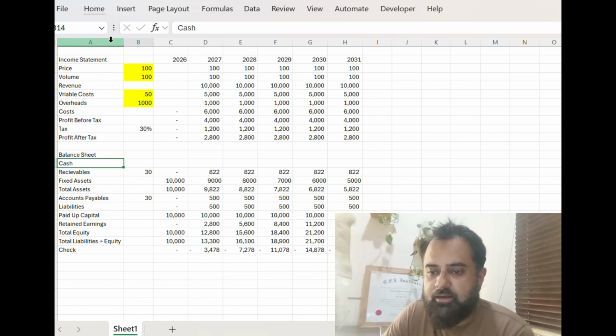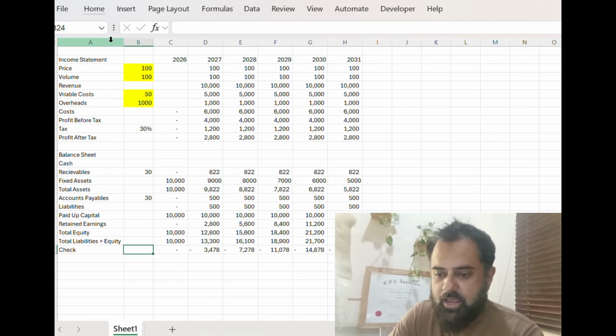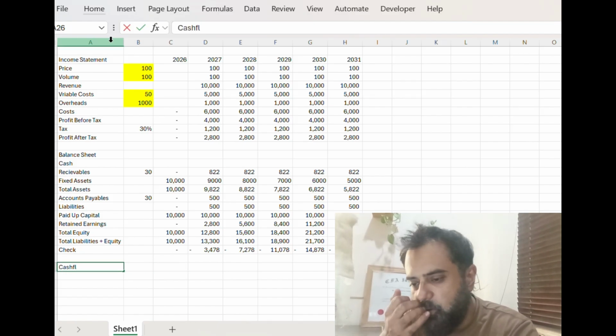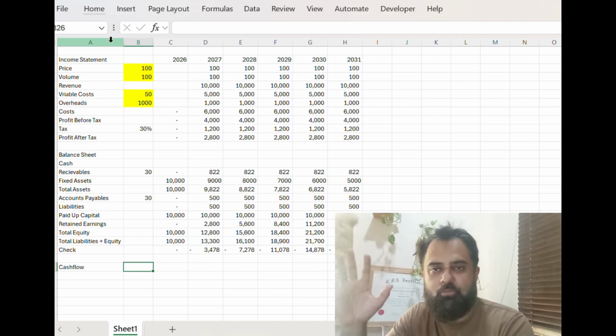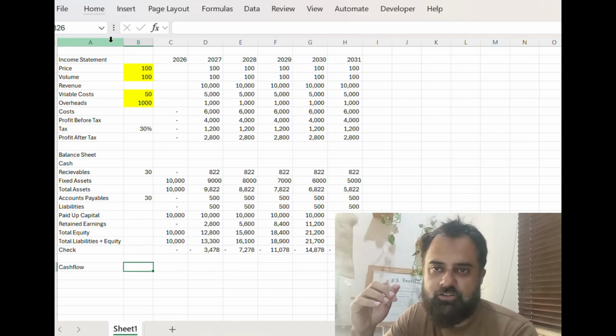And the way we'll do that is by filling this cash, and this cash will have to come in from the cash flow statement. So let's move on to the cash flow statement. So the cash flow statement, I guess, could be the most simple. I mean, it has the fewest lines, but it's usually the most confusing as far as financial models go.